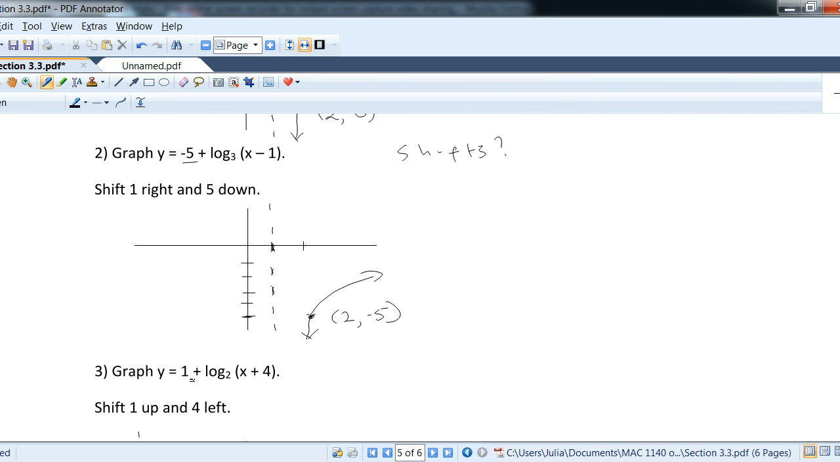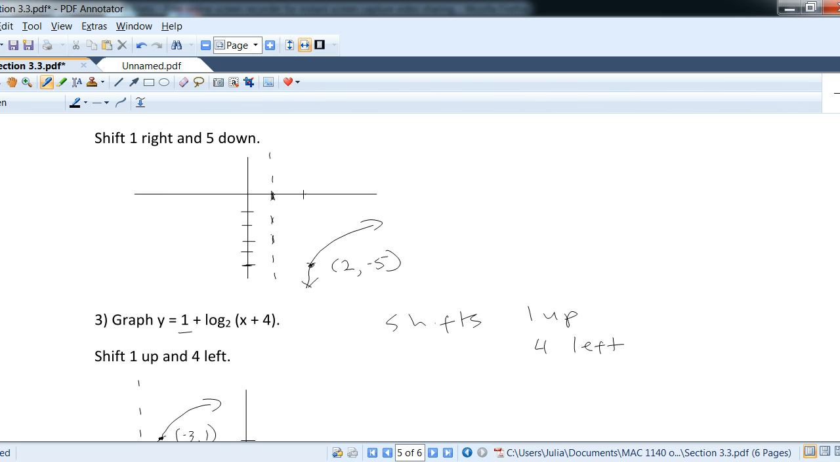How about 1 plus log base 2 of x plus 4? Well, as we can guess, now the shifts would be 1 up, because of this value. It's positive now, so it's up, and 4 to the left. And again, it's to the left because it's plus right here. So as we can see. So how does the graph look like?